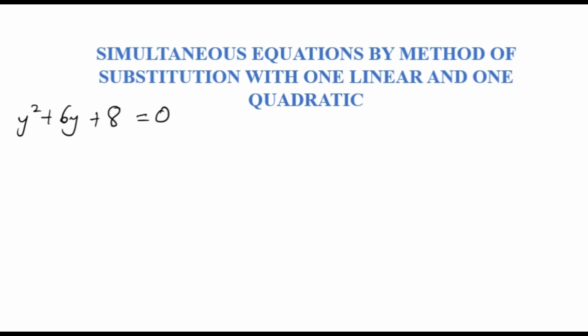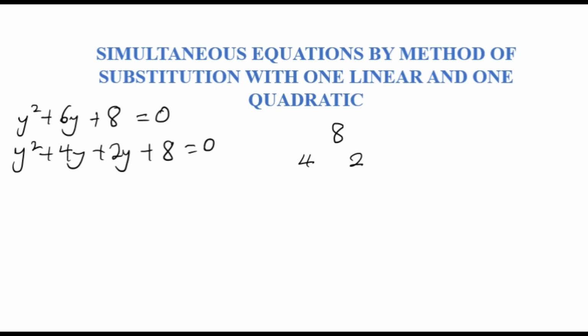Now, we take the coefficient of y squared and multiply by the constant, which is 8. We always need to make sure that when we take the coefficient and multiply by the constant, we should be able to have those two numbers adding to give us the coefficient of y, which is 6. Hence, 4 and 2 will be the best, because 4 times 2 will give us 8 and 4 plus 2 will give us 6. So we replace 6y with 4y plus 2y. y squared plus 4y plus 2y plus 8 equals 0.